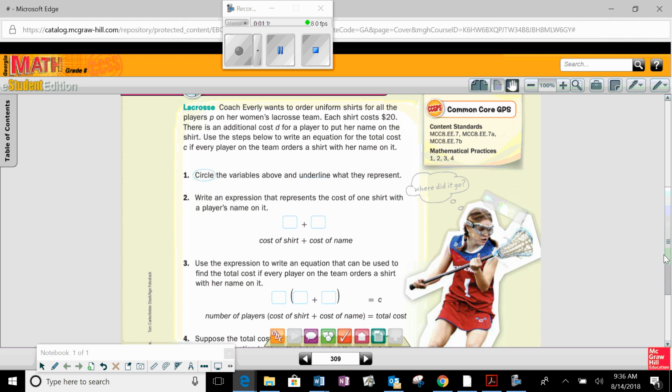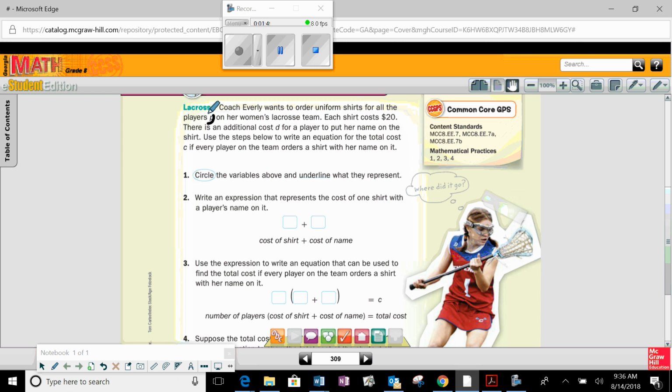So Coach Everly wants to order uniform shirts for all of her players, P, on the women's lacrosse team. Each shirt costs $20. There's an additional cost, D, for a player to put her name on the shirt. Using the steps below, write the equation to find the total cost, C, if every player on the team orders a shirt with her name on it. So step one says we need to circle the variables above and underline what they represent.